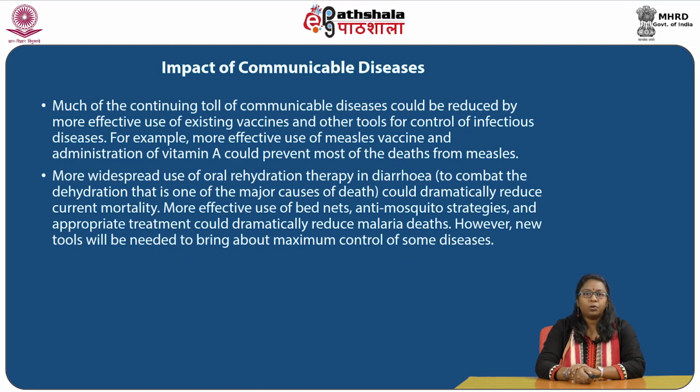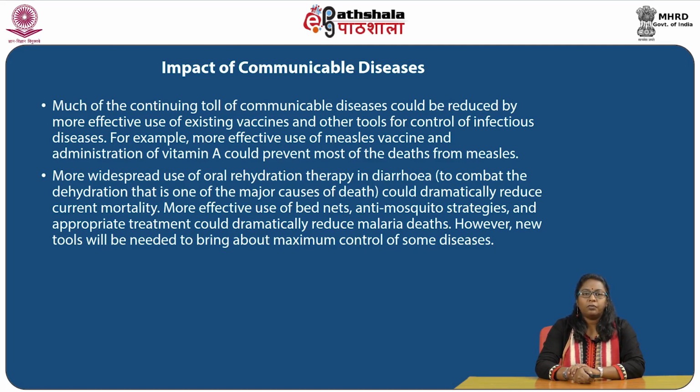Much of the continuing toll of communicable diseases could be reduced by more effective use of existing vaccines and other tools for control of infectious diseases. For example, more effective use of measles vaccine and administration of vitamin A could prevent most of the deaths from measles. More widespread use of oral rehydration therapy in diarrhea to combat the dehydration that is one of the major causes of death could dramatically reduce current mortality. More effective use of bed nets, anti-mosquito strategies, and appropriate treatment could dramatically reduce malaria deaths.